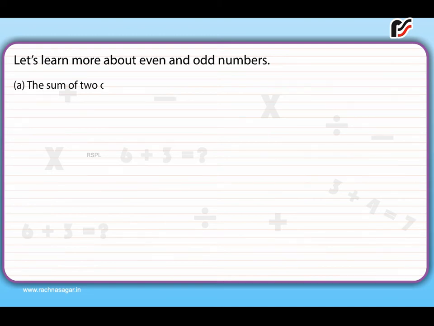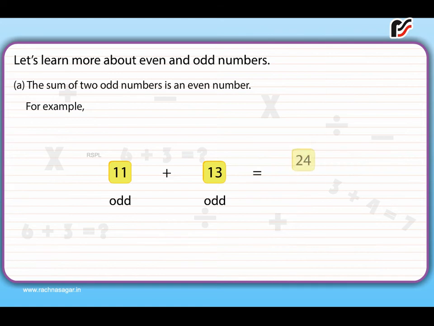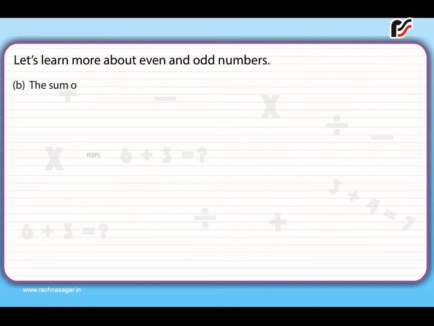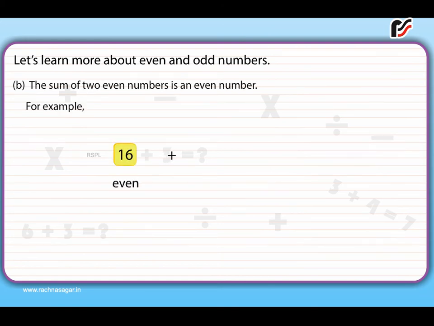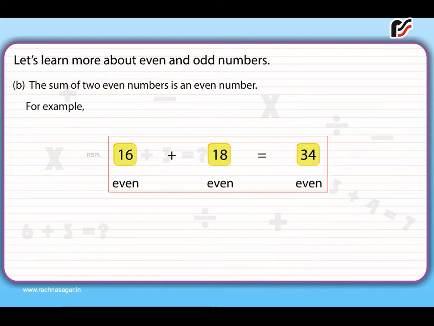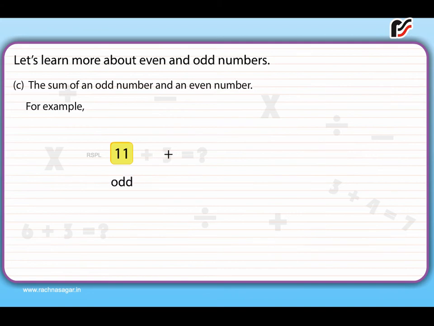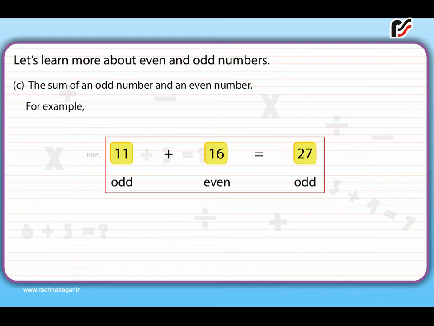A. The sum of two odd numbers is an even number. For example, 11 plus 13 is equal to 24. B. The sum of two even numbers is an even number. For example, 16 plus 18 is equal to 34. C. The sum of an odd number and an even number, for example, 11 plus 16 is equal to 27, is an odd number.